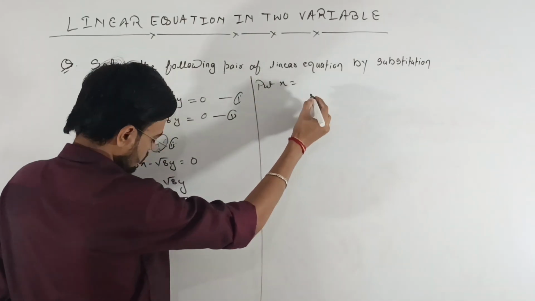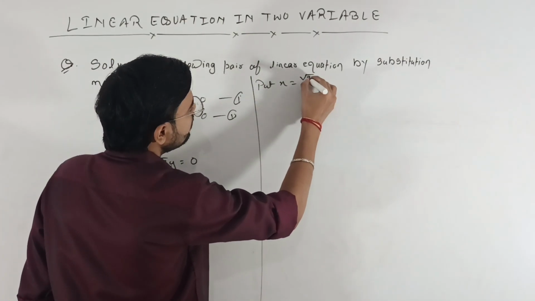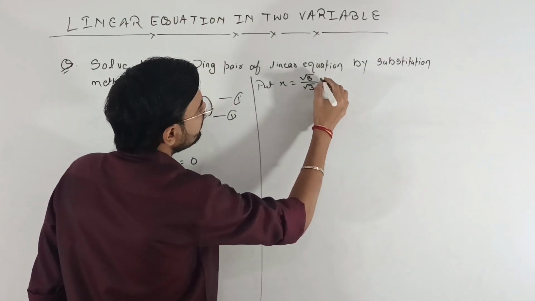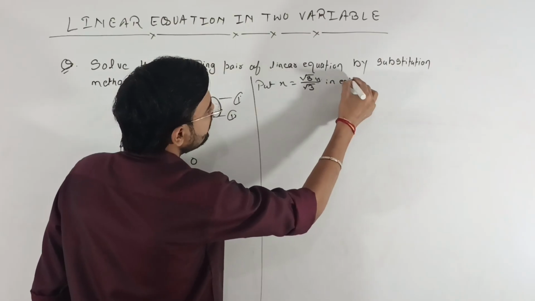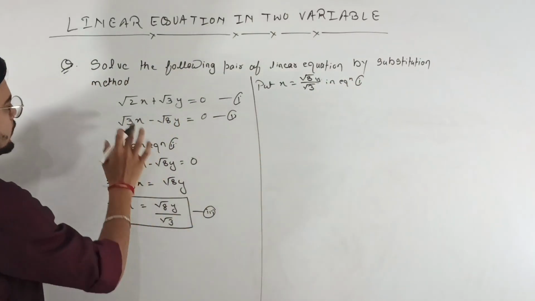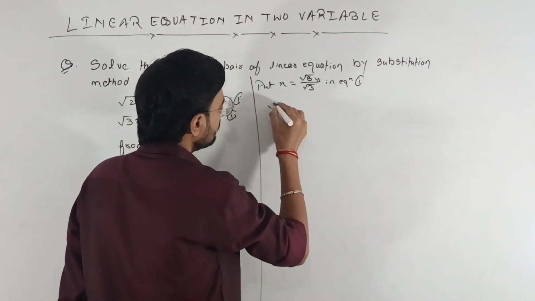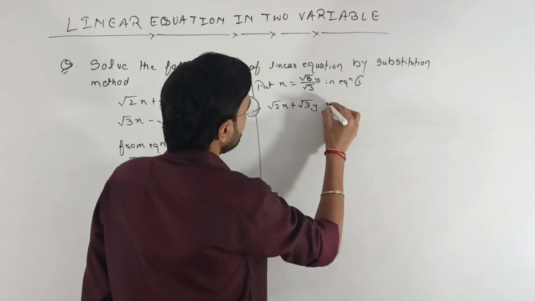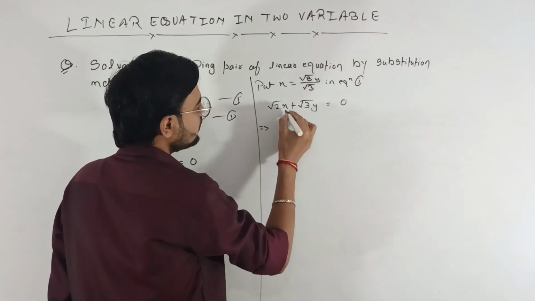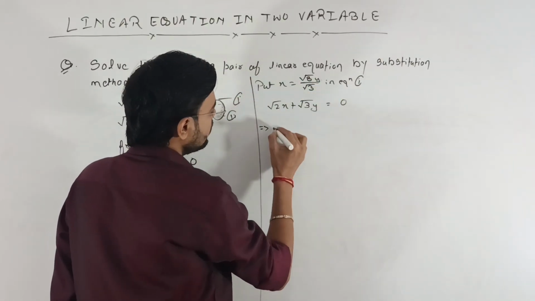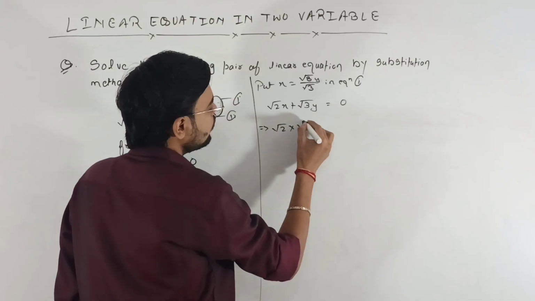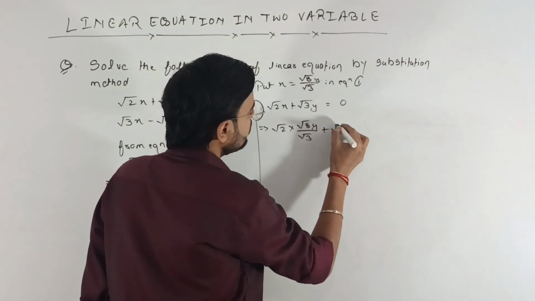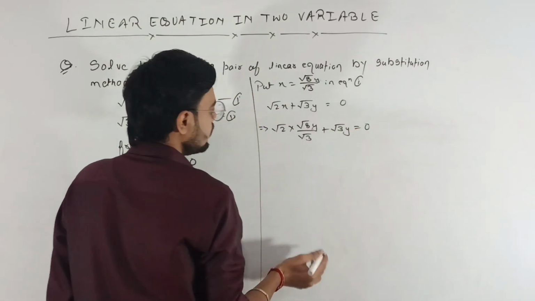Put x is equal to root 8 upon root 3y in equation first. What is equation first? Root 2x plus root 3y equals 0. Now in place of x we put root 8 upon root 3y. So root 2 into root 8 upon root 3y plus root 3y is equal to 0. Now solve this.